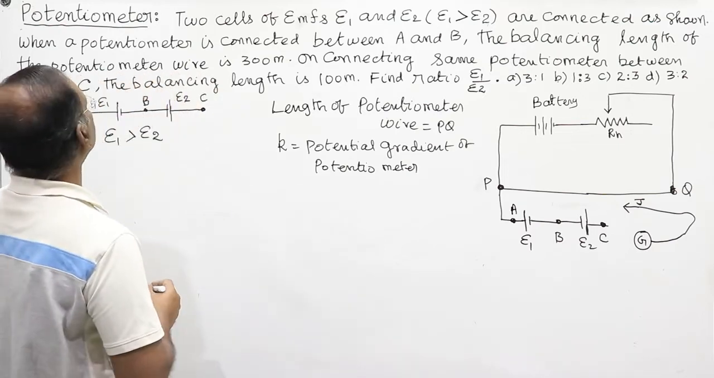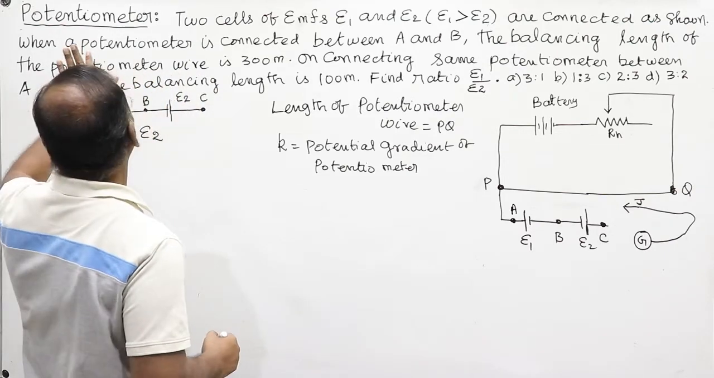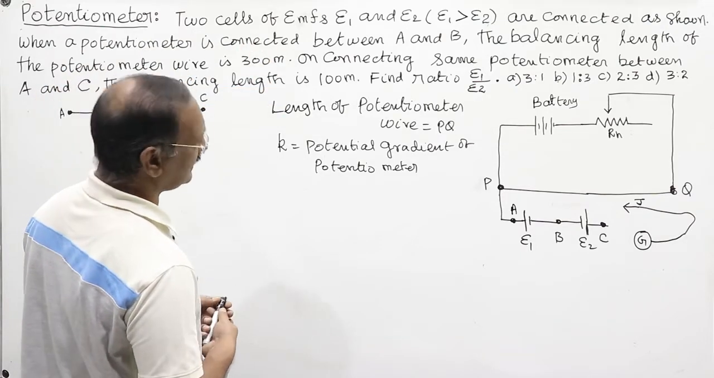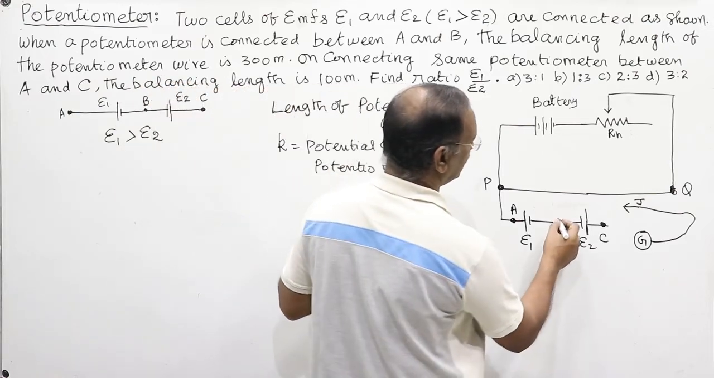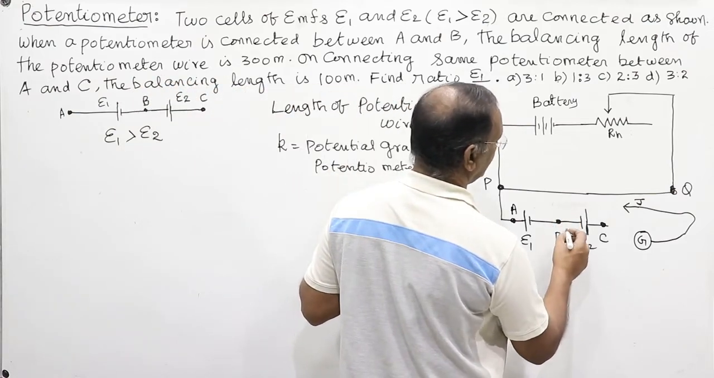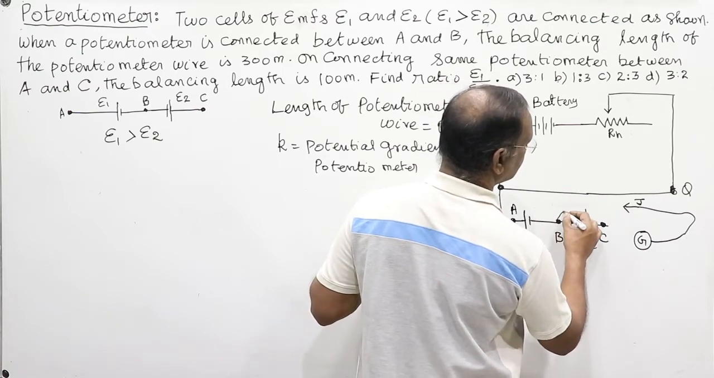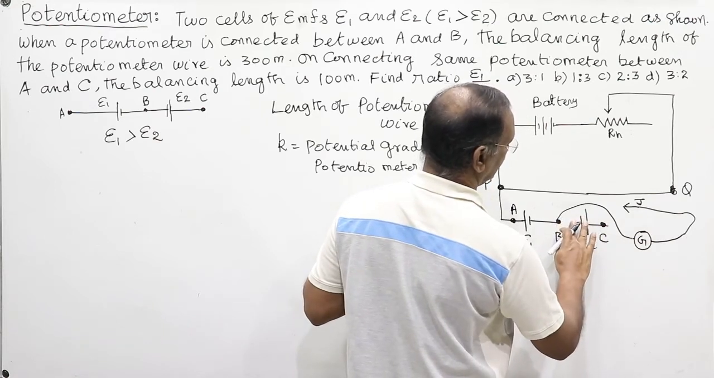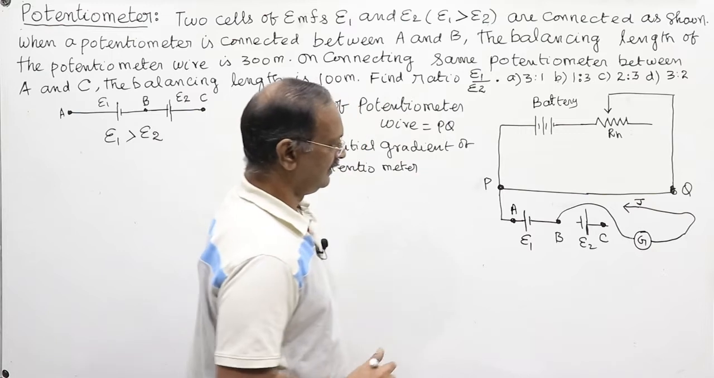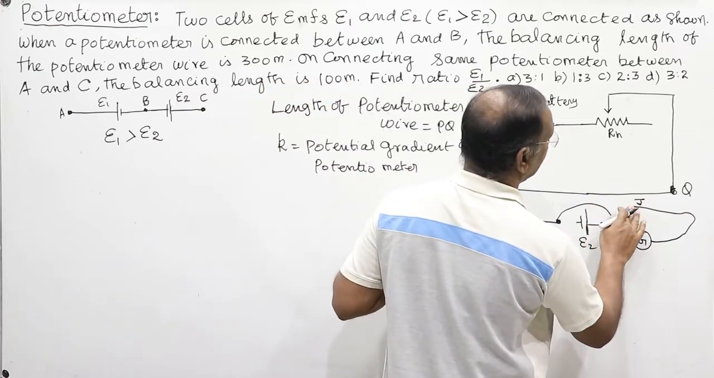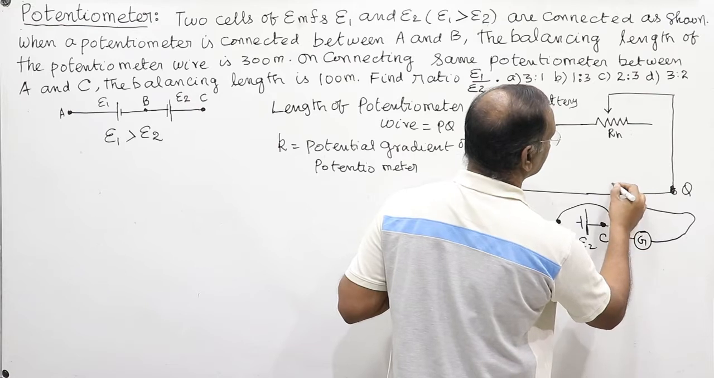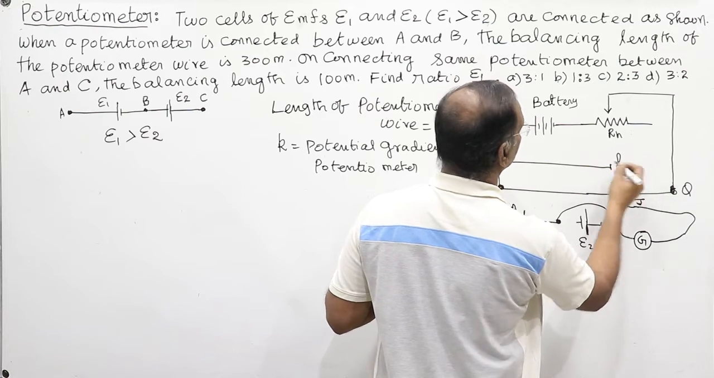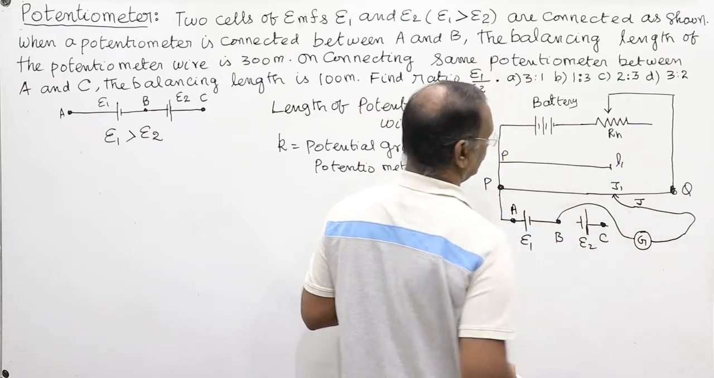So now this is the arrangement. When the potentiometer is connected between A and B, it means this circuit is connected like this, so this part is not available now. When it is not available, the balancing length is J1, which we can call L1, between P and J1.